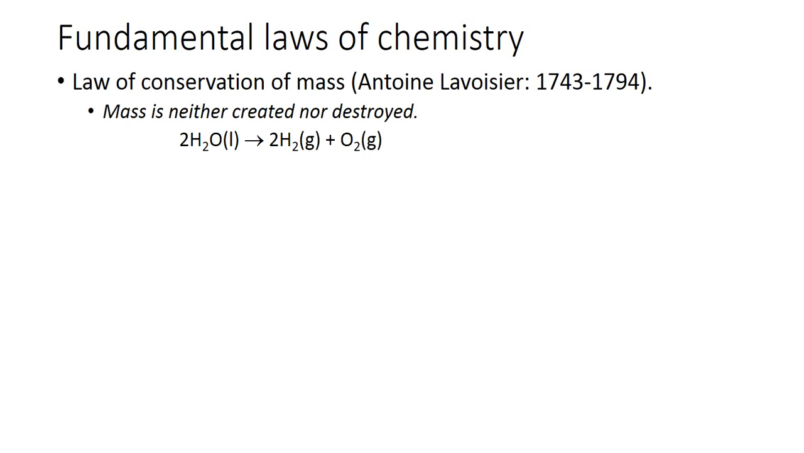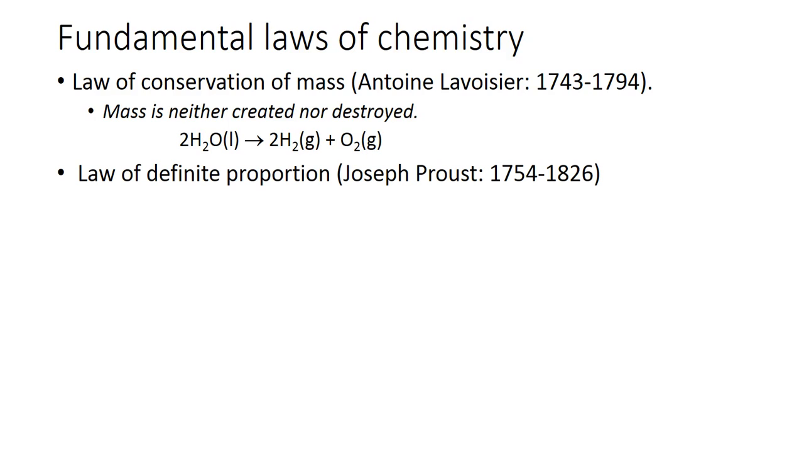For example, in this chemical reaction, you have the reactant, water, breaking down to hydrogen and oxygen. To follow the law of conservation of matter, the total number of atoms here should be equal to the total number of atoms here. That's why you need a balanced chemical equation. So let us count. Here we have 2 times 2, 4 hydrogen atoms. Here we also have 4 hydrogen atoms. Here we have 2 times 1, 2 oxygen atoms. Here we also have 2 oxygen atoms. So the chemical equation is balanced, and it follows the law of conservation of mass.